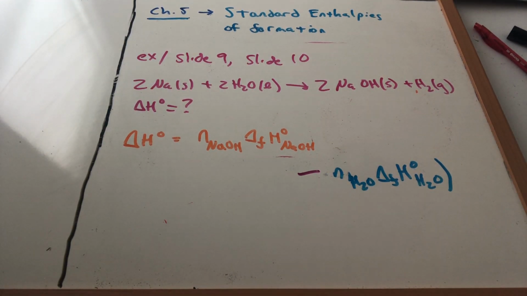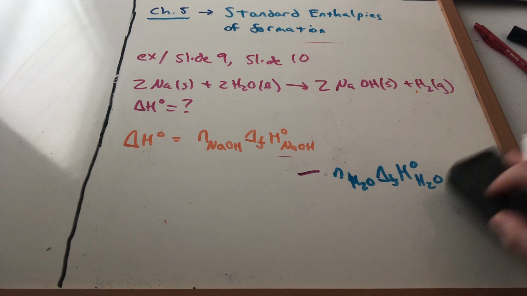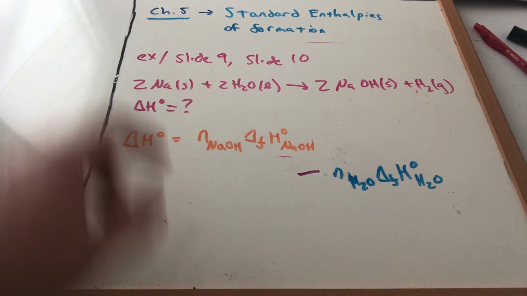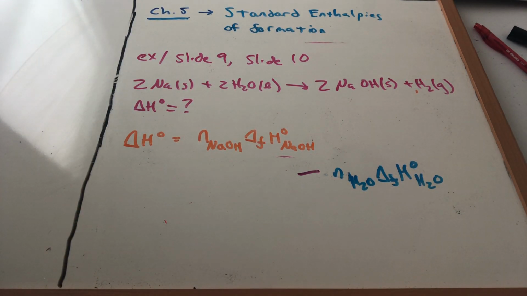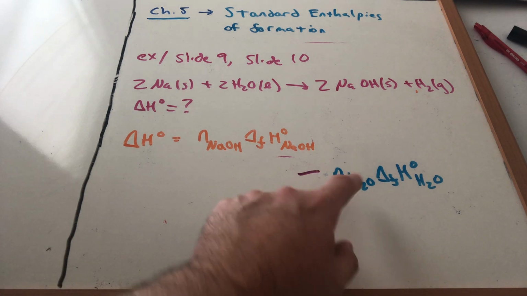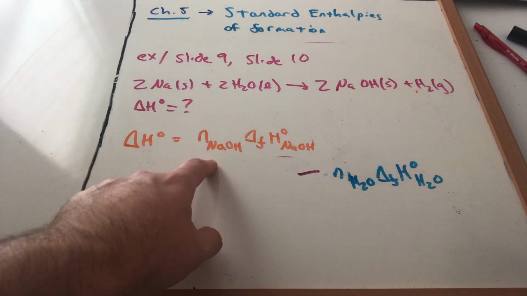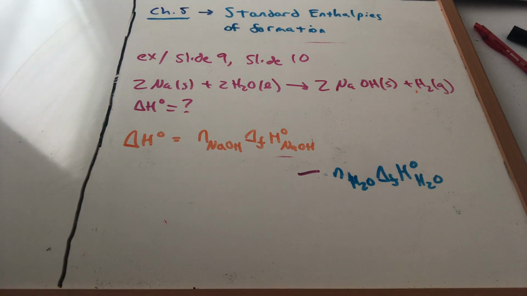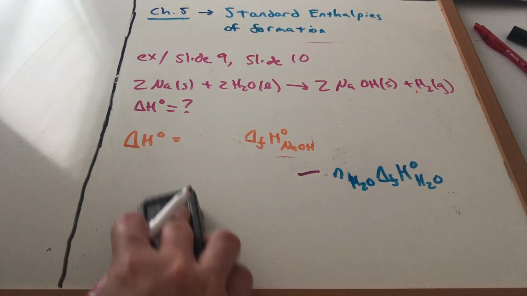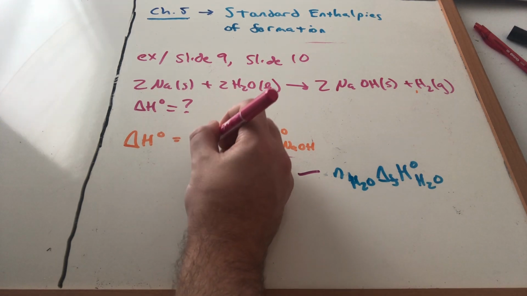Putting those zeros in there tells me that really what I need is the number of moles of NaOH that I see in my reaction and its formation enthalpy, right? And then to subtract the number of moles of water that I see in the reaction and multiply by its formation enthalpy, right? So let's go ahead and do that. I see a 2 here in that reaction, so I'm going to put 2 moles here.